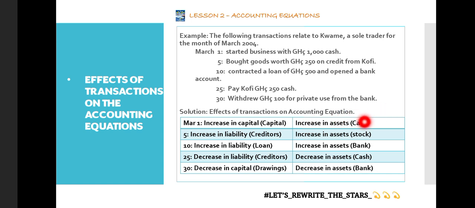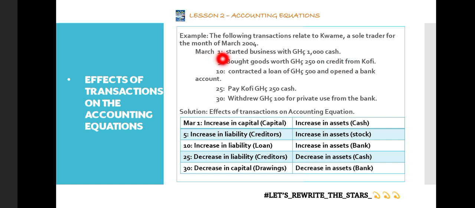towards 1,000 Ghana cedis. So the first transaction, which was conducted on the 1st of March, is an increase in capital, 1,000 Ghana cedis, and an increase in assets, basically cash, which is what? 1,000 Ghana cedis. Now, on the 5th of March, they said he bought goods worth 250 Ghana cedis on credit from Kofi. He bought goods on credit from Kofi.